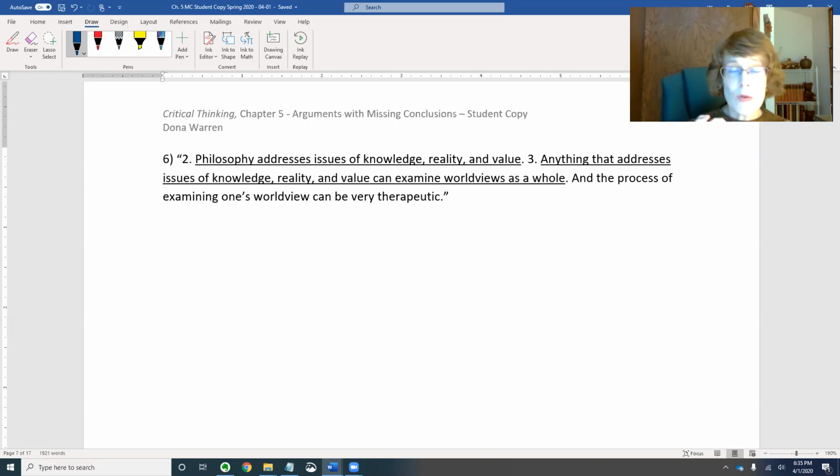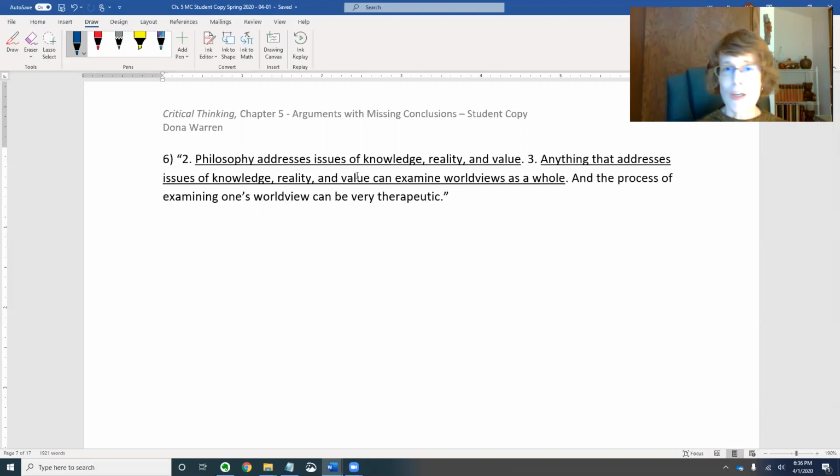Now, don't think that it can't be an inference just because there's no inference indicator expression. As we've seen, sometimes there can be an inference even though it's not tagged with a therefore or a because. Ask yourself, is 2 being given as a reason to believe 3? Is 3 being given as a reason to believe 2? Or are they related in some other way? So pause the video, think about that, come back when you're ready.